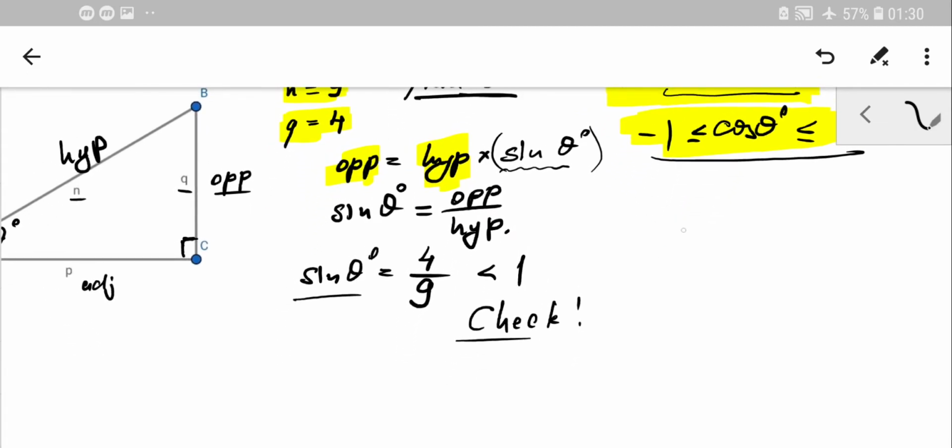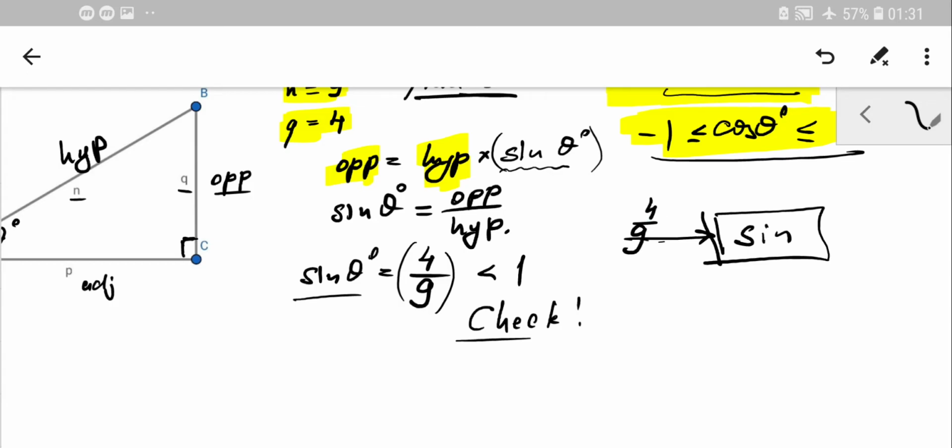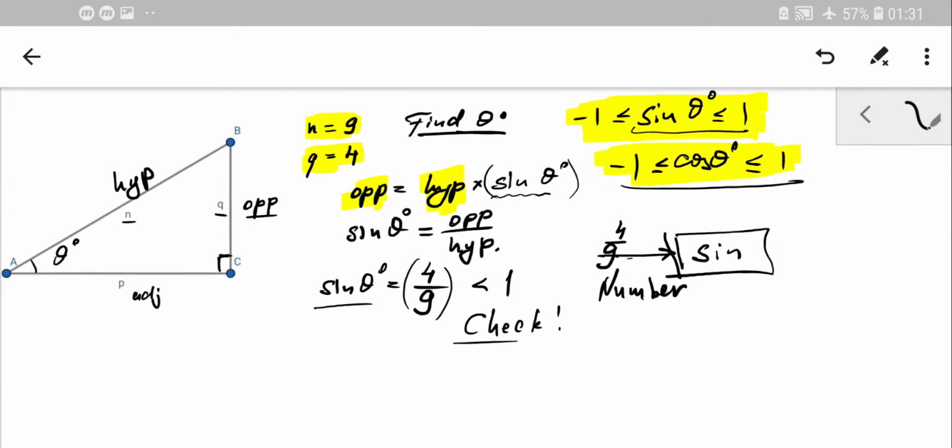What do you do? Just remember 4/9 is not a standard value, so in most cases you'll be using a calculator. So we've got a sine black box. What's the input? The input is 4/9, and this is a number. According to our task, we want to find theta in degrees. So what sort of black box should be there? Sine minus 1, right? Because input is a number and output is degrees.